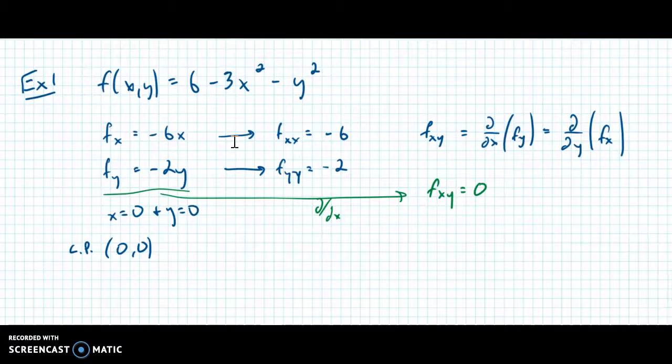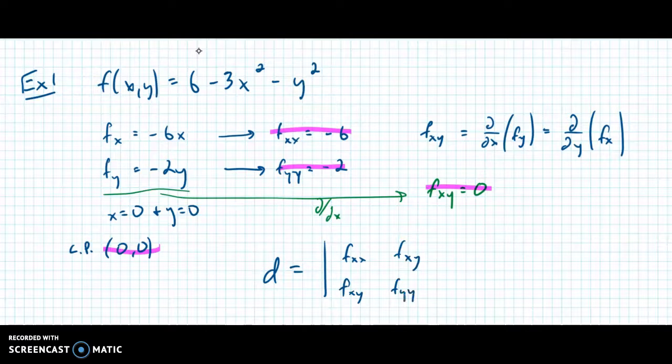So, remember, I now have to calculate this D. In order to do that, I need to evaluate these, all of them at this critical point. Well, it's really easy because these are already just numbers, right? So my D, I'll write it again, is the determinant of fxx, fxy, fxy, fyy.